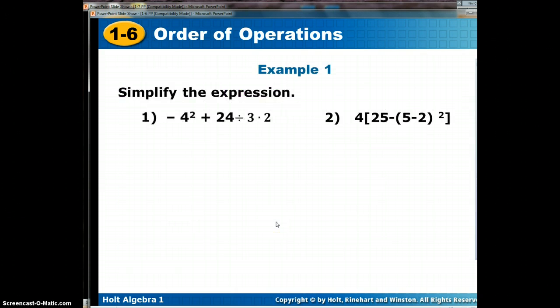Okay, here's some examples. I want you to go through these, put it on pause, get your answer, and then let's see if you get it right. Okay, let's go through it now.